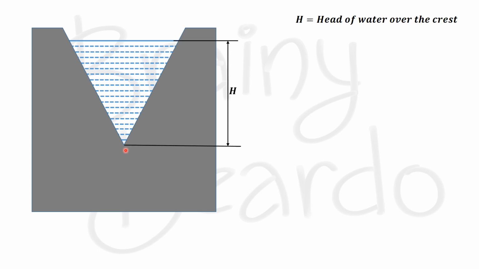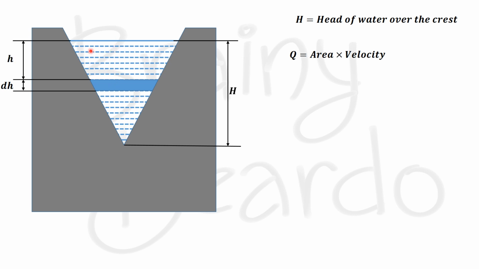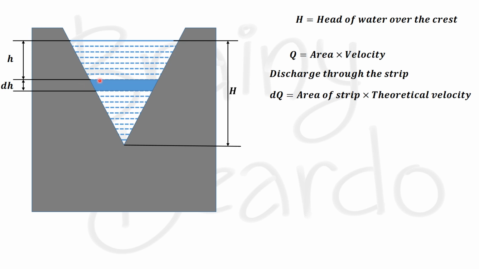Now, to understand discharge, let us take the height of the top surface of the liquid above the crest to be H. We all know that the discharge Q is given by area into velocity. Since velocity changes at different heights of the liquid, we will take a small strip of the liquid with a height dh. Let the strip be at a depth of h from the top surface of the liquid. The discharge through this particular strip is given by dq, where dq is equal to the area of this particular strip into the theoretical velocity.